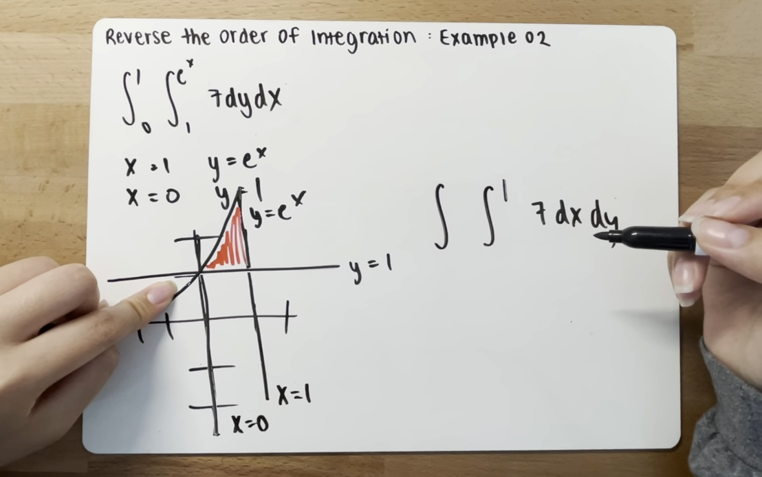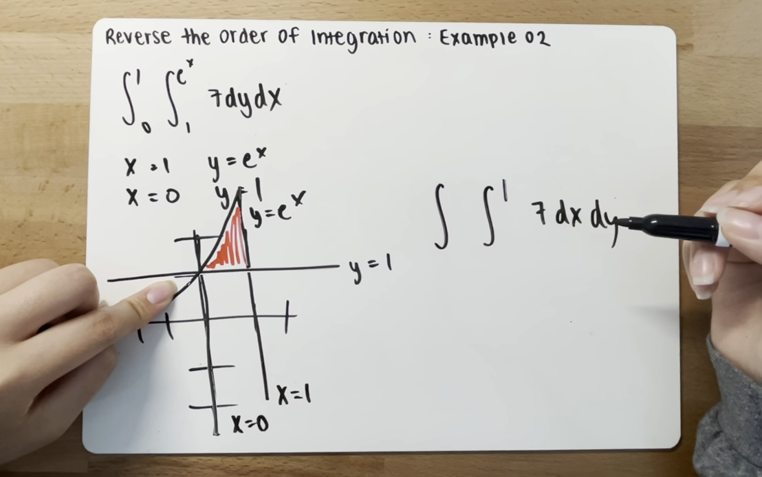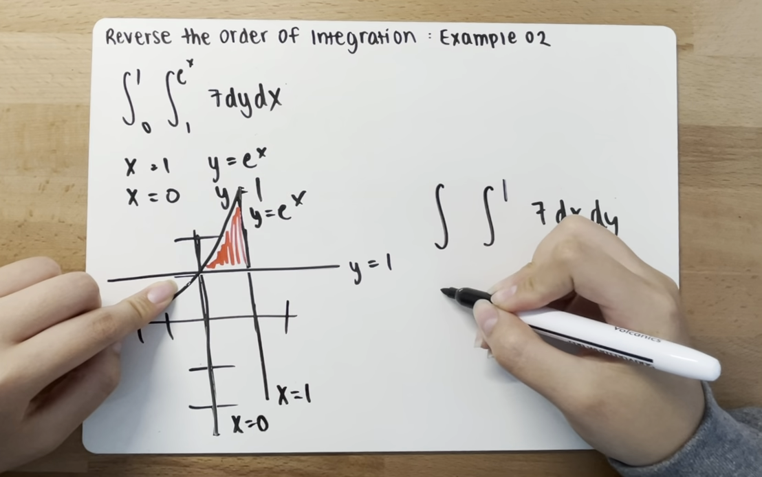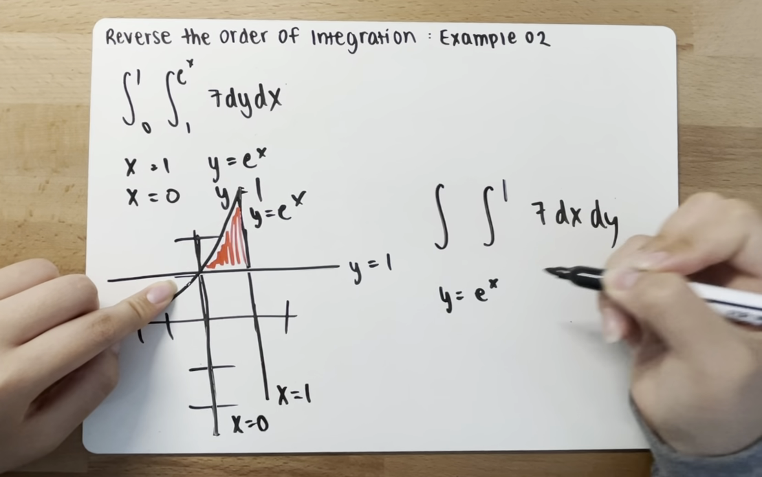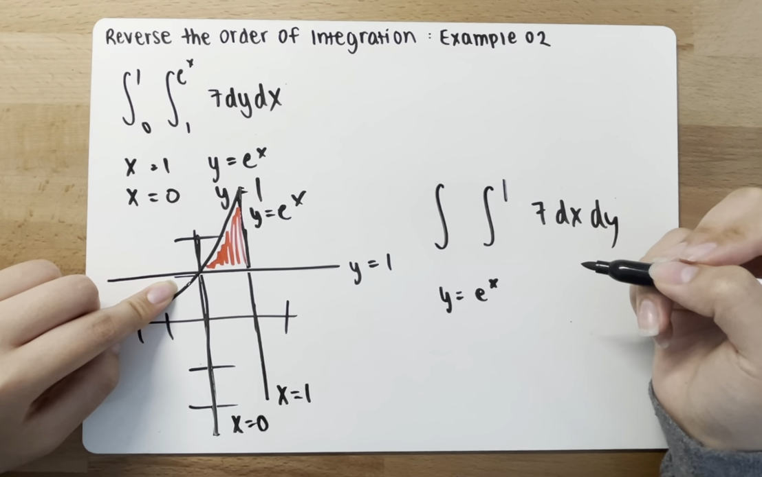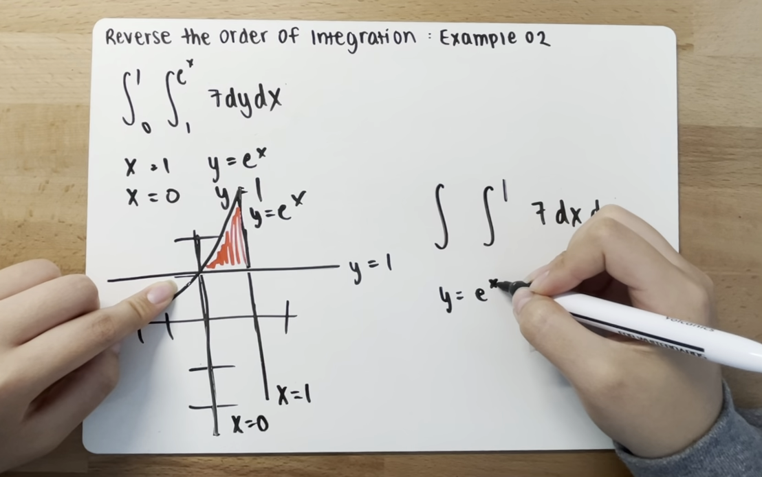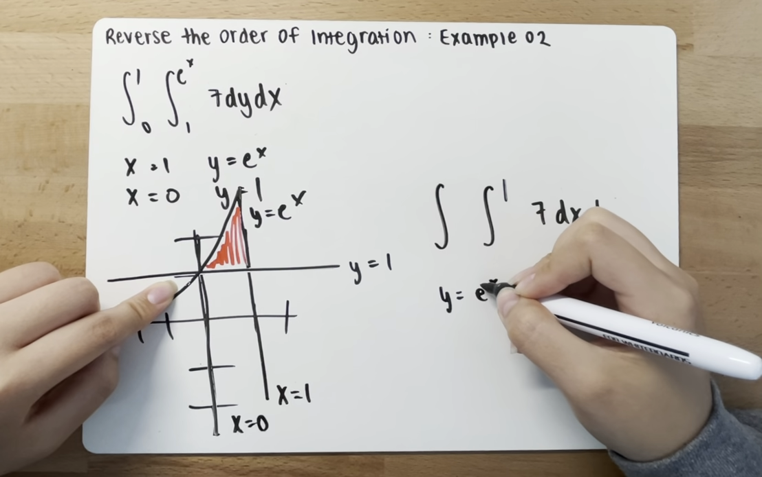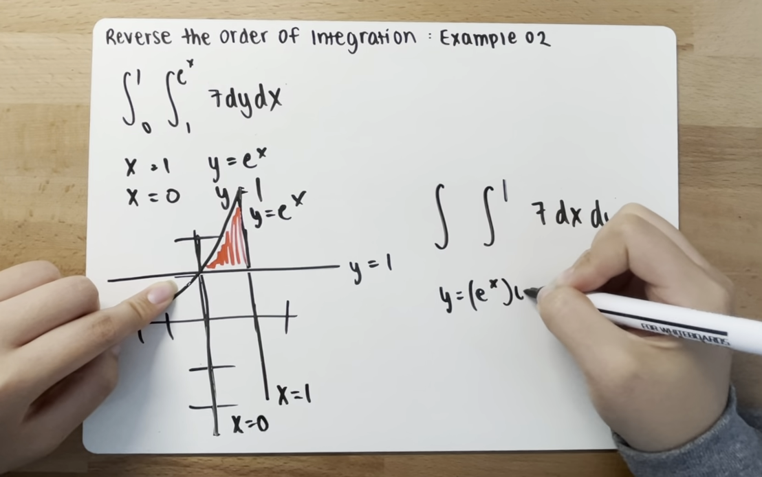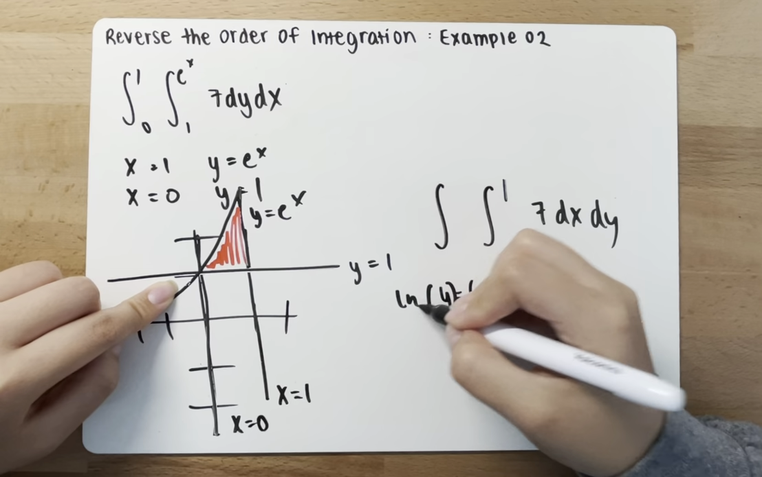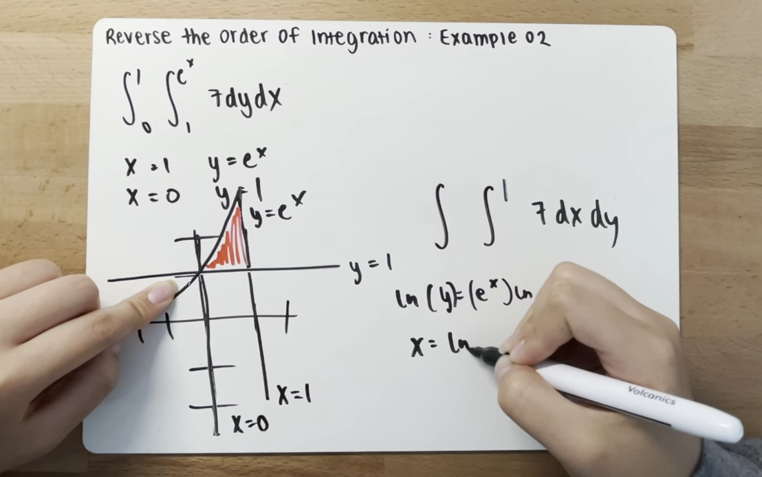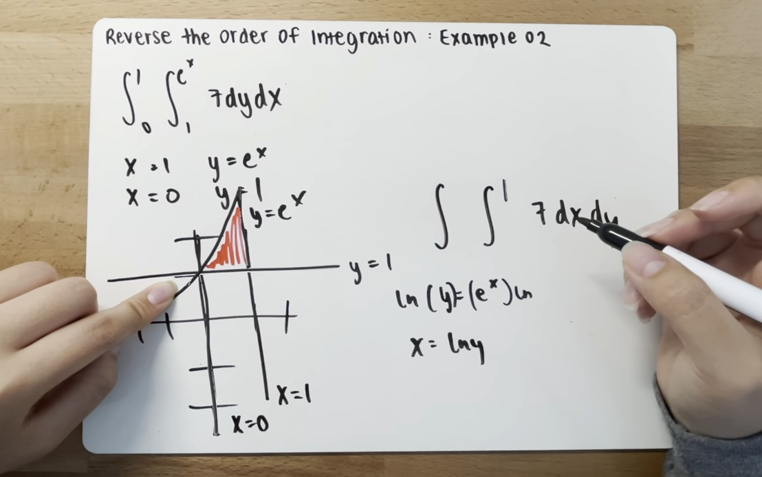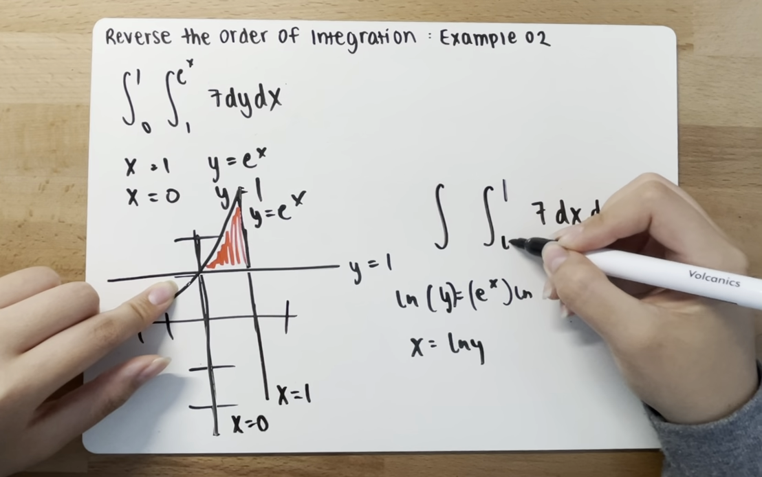However, we are going to need to solve for x. So y equals e^x. In order to solve for x, we're going to multiply by ln. That gets rid of the e. So multiply by ln on both sides, you get x equals ln y. Okay, so you have ln y here.